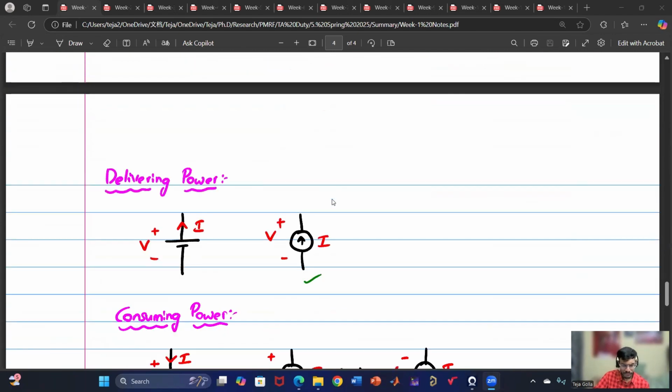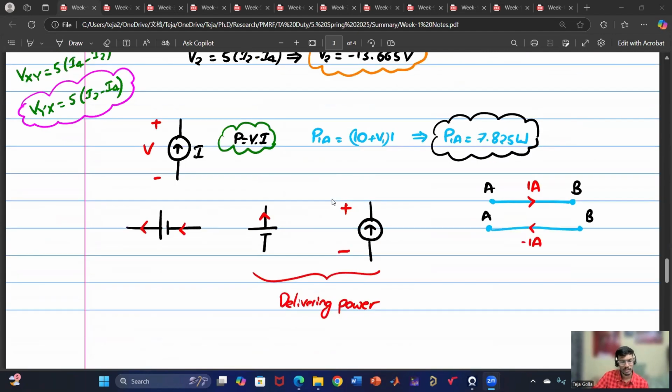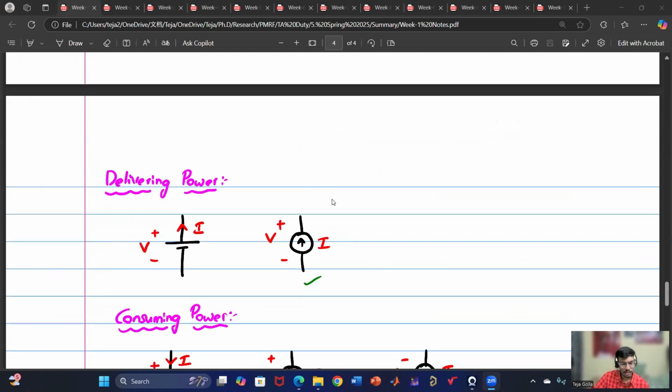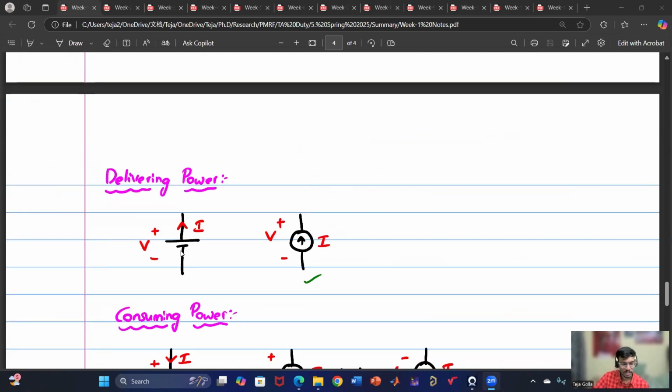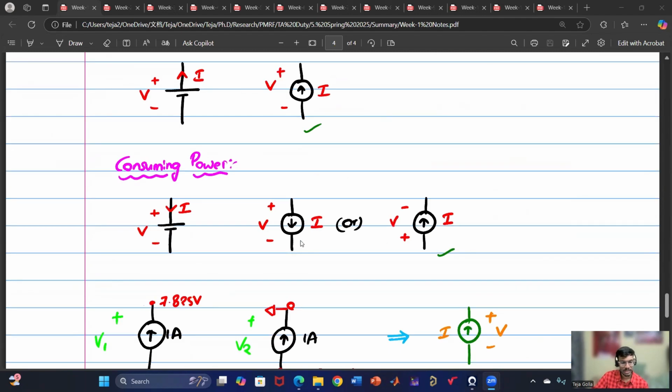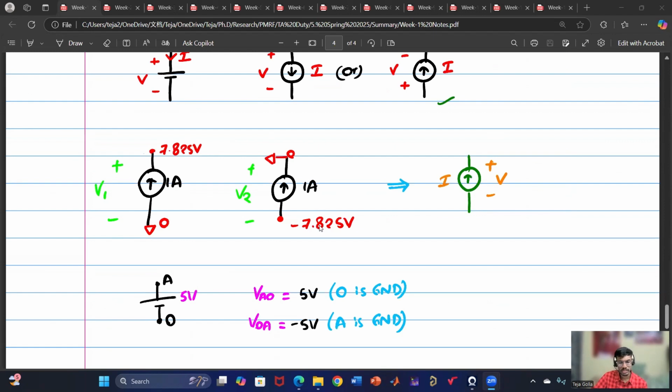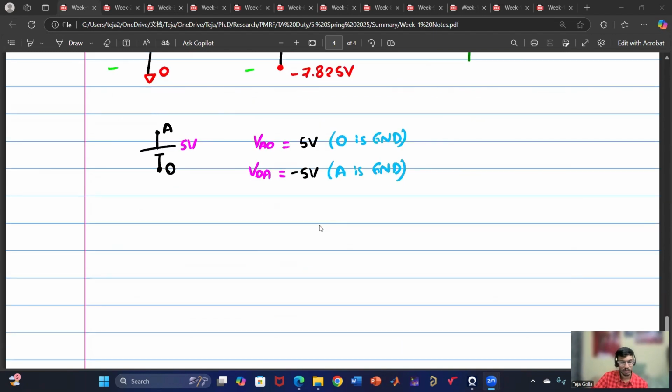Similarly, one important thing that we have discussed was delivering power and absorbing power. I have given the convention. When something is delivering power, it gives current. And if something is consuming power, it draws current. Similarly, the same applies to a voltage source or a current source. But a resistor can only consume power. It cannot supply power because it's a passive element and it always consumes power. So this is what we have discussed in week one.